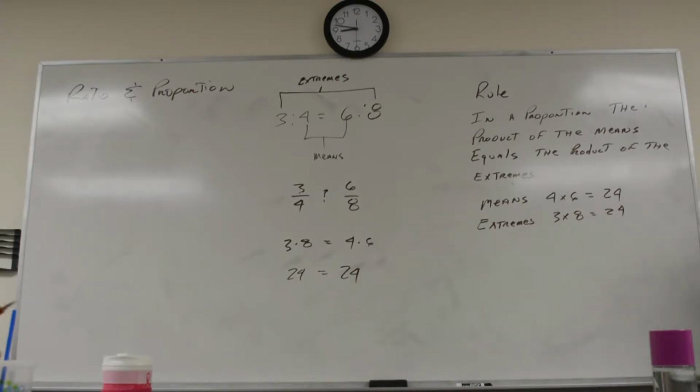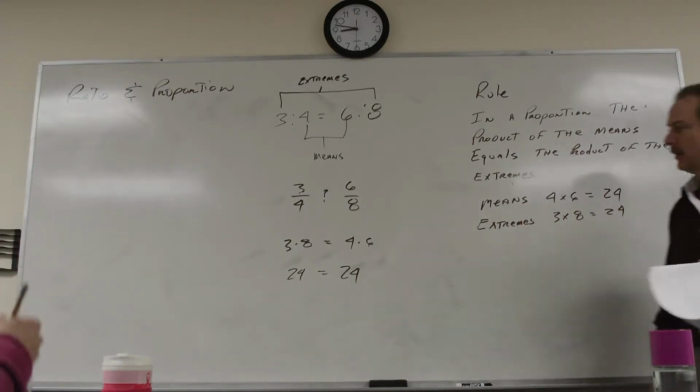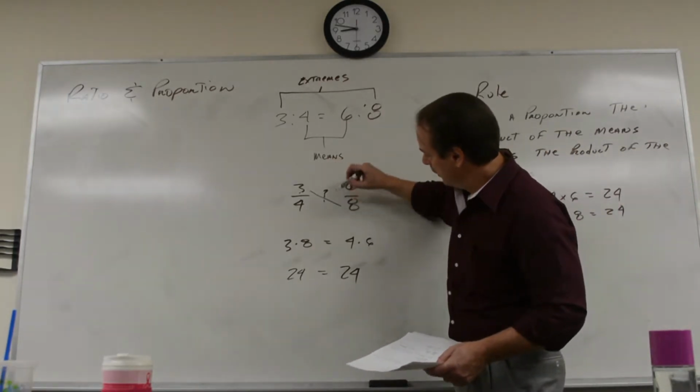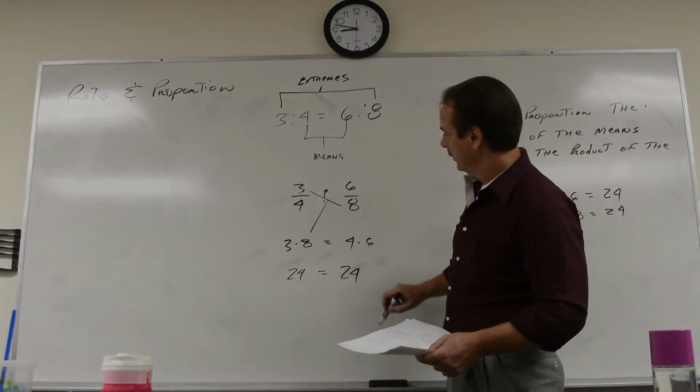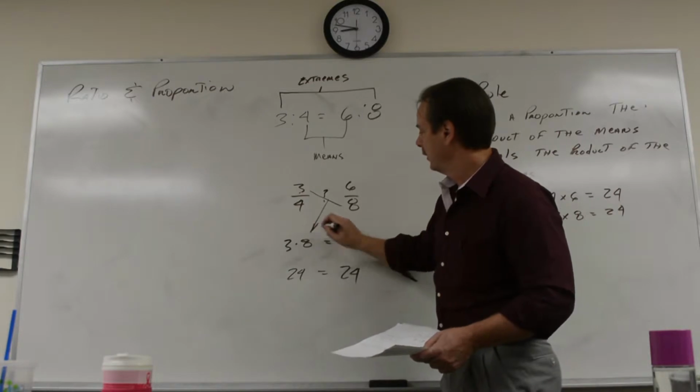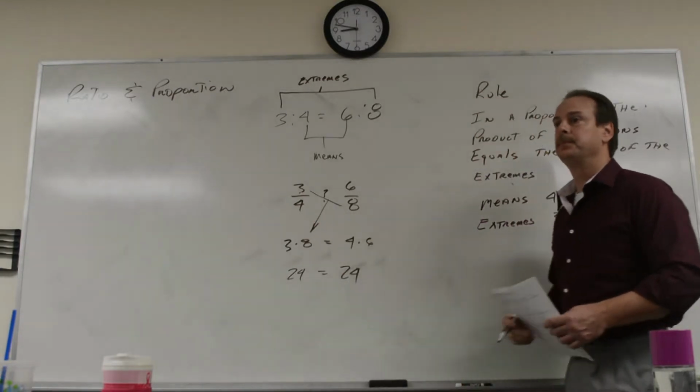So you cross multiply? Yeah. See what I did over here? I took 3 times 8, put it there, and 6 times 4, then 6 times 4 is here.